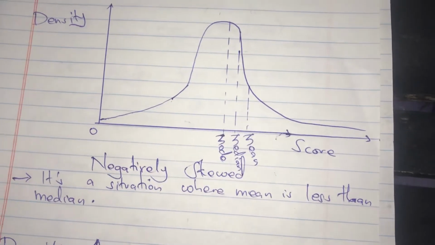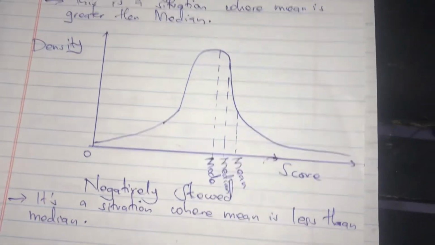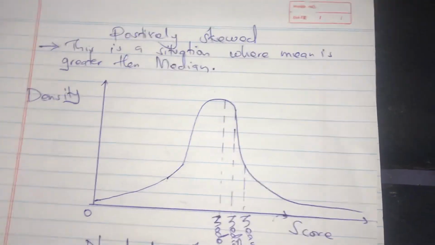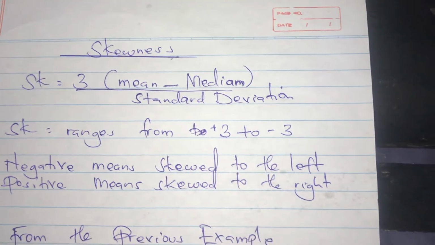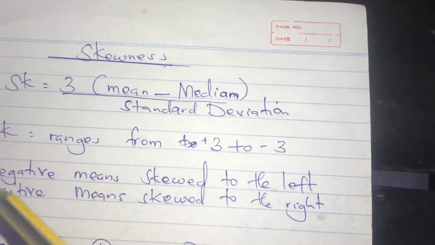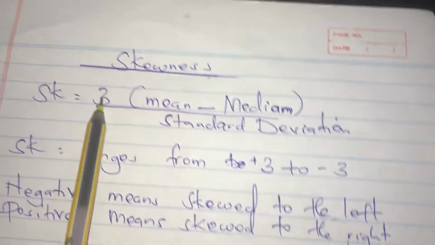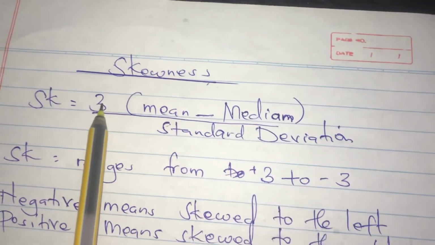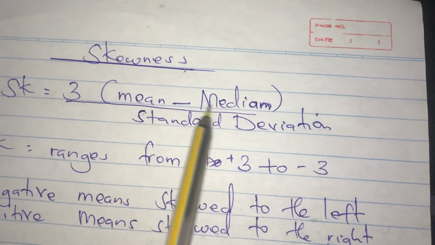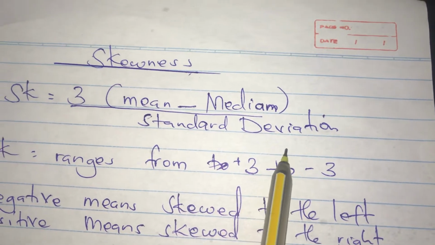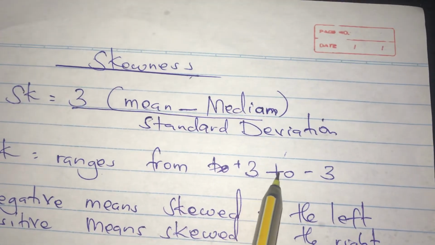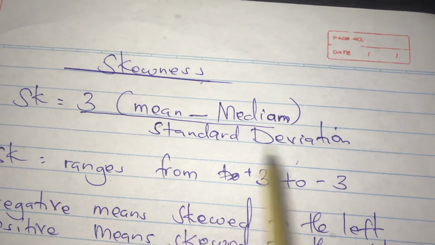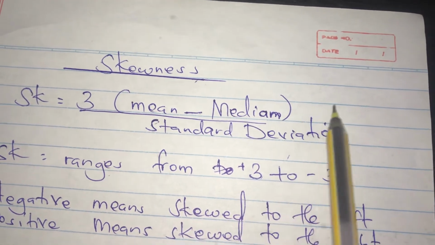So it is all about skewness, or data distribution. Let's look at the calculation for skewness. How do we calculate skewness or data distribution? The formula is skewness is equal to 3 into brackets mean minus median, out of standard deviation. And skewness ranges from positive 3 to negative 3. So that is the formula.